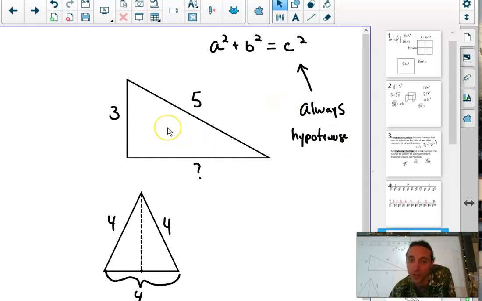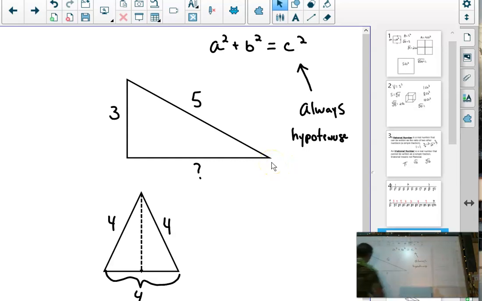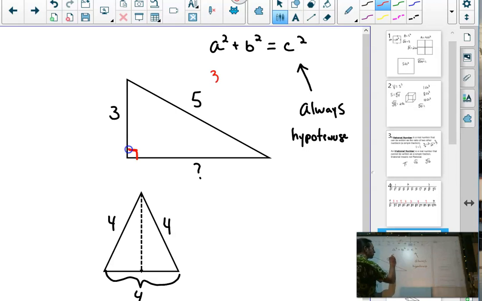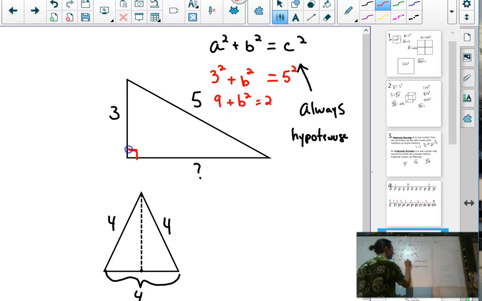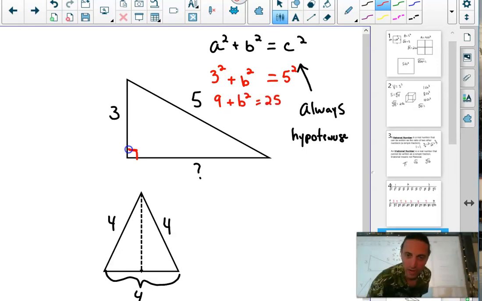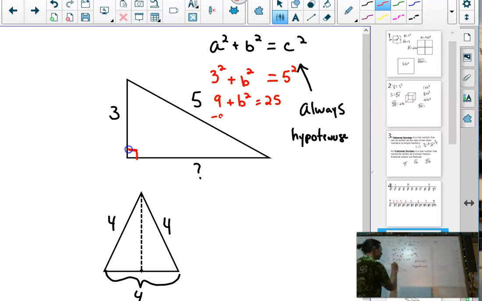So for example, in this problem here, I know one side of the triangle. I should put a little right angle symbol there. That's a right triangle. I know this side is 3. I know the hypotenuse is 5. And so what I need to do is figure out that side. So I've got 3 squared is 9 plus b squared equals 25. Again, using a little bit of algebra, I'm going to subtract 9 from both sides. I get b squared equals 16.